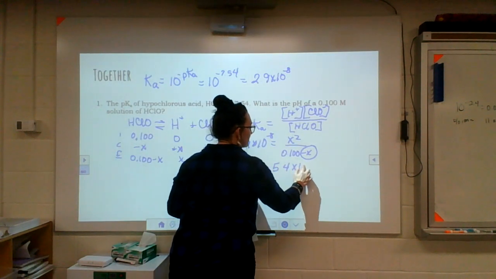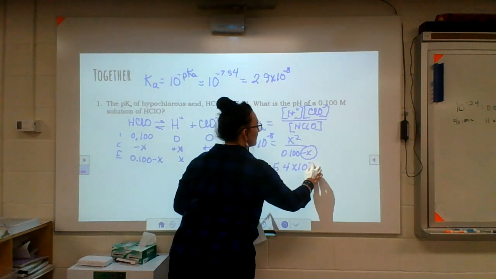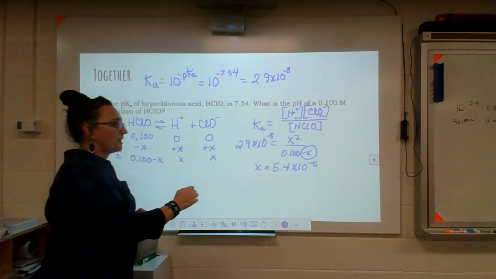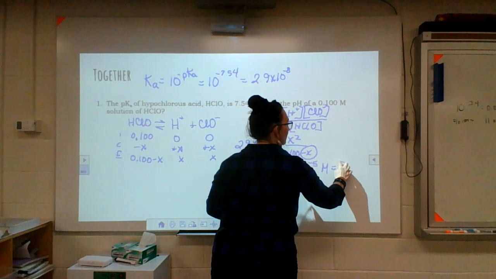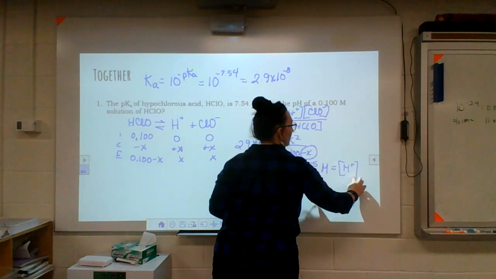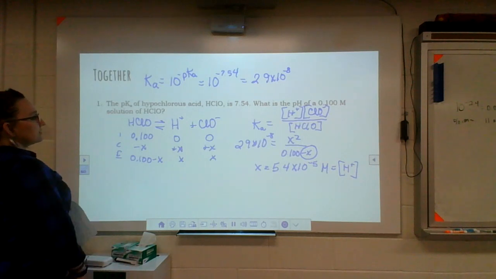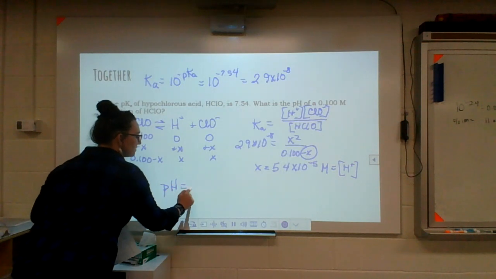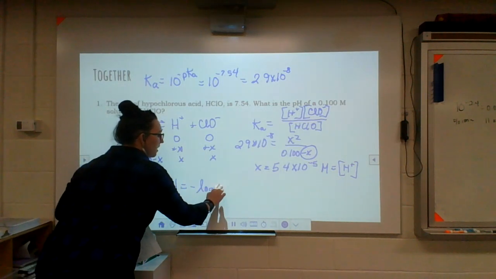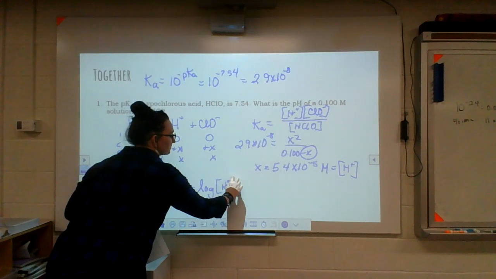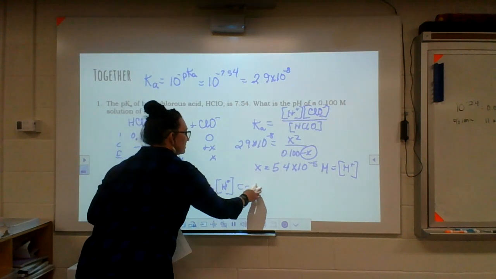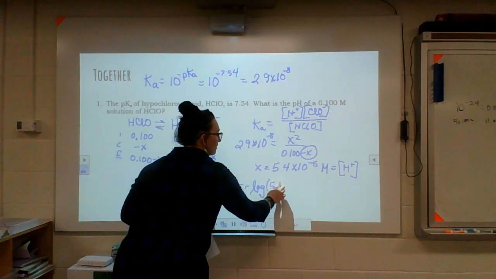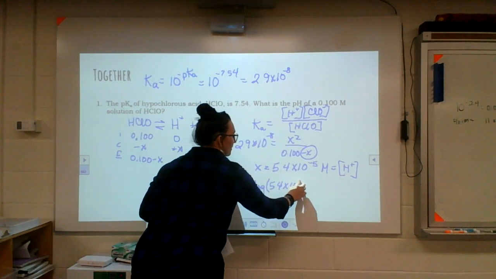And so the last step then is to calculate the pH. So the pH is equal to the negative log of the concentration of the hydrogen ion. And so this is equal to the negative log of 5.4 times 10 to the minus 5th power. And that comes out to 4.27. Remembering that I have two significant digits here, so I'll have two places past the decimal in my pH.